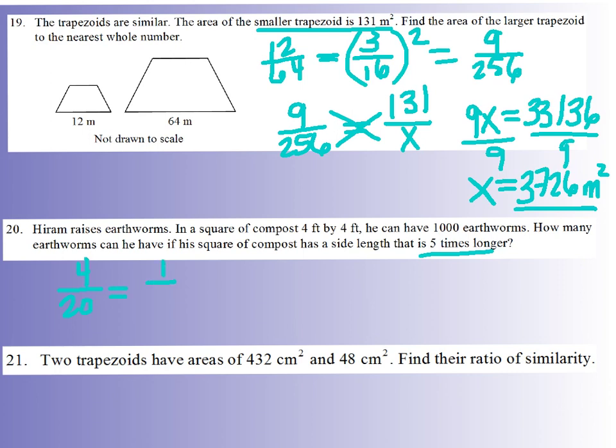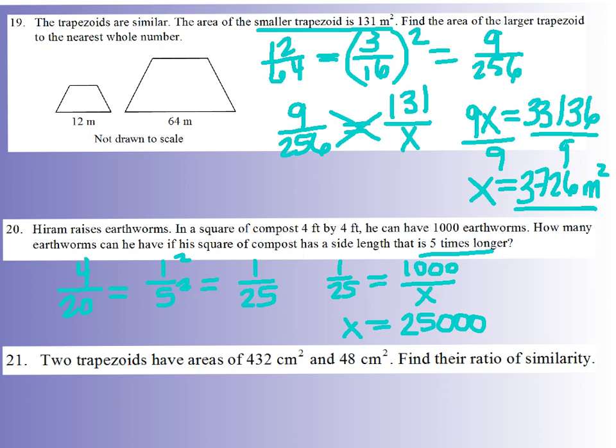So when we reduce this, we get 1 over 5. So this is our perimeter ratio. Again, if we square both top and bottom, we're going to get the area ratio, which is 1 over 25. And we can use this 1 over 25 to set up a proportion. So 1 over 25 is equal to, well, in the 4 feet by 4 feet, he can have 1,000 earthworms, and we want to know how many he can have in the larger one, so we'll put that over x. When we cross multiply, 1 times x is just x, and 25 times 1,000 is 25,000. So he can have 25,000 earthworms if he makes a square 5 times longer.